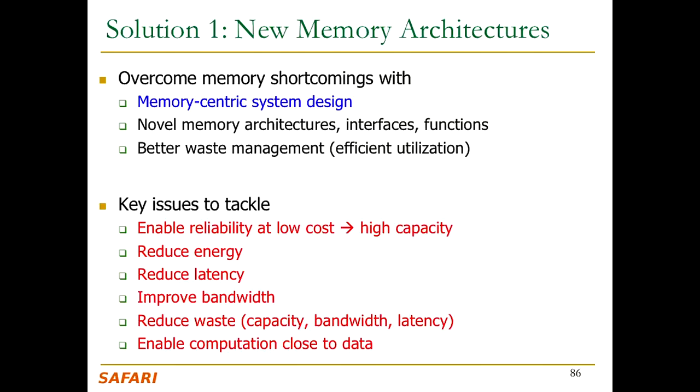So there are a bunch of key issues to tackle. Hopefully, I've convinced you that enabling reliability at low cost is critical for high capacity. But reducing energy, reducing latency, improving bandwidth, reducing waste in terms of capacity, bandwidth, and latency, and enabling computation close to data is important. And we're going to talk about various of these as the lecture progresses, but this one is important because this can actually change the paradigm, von Neumann paradigm, as we've discussed.